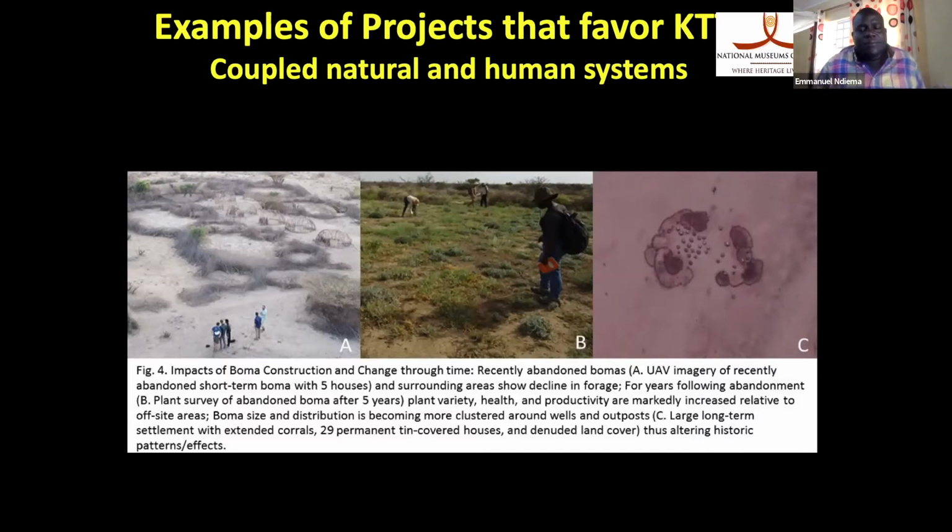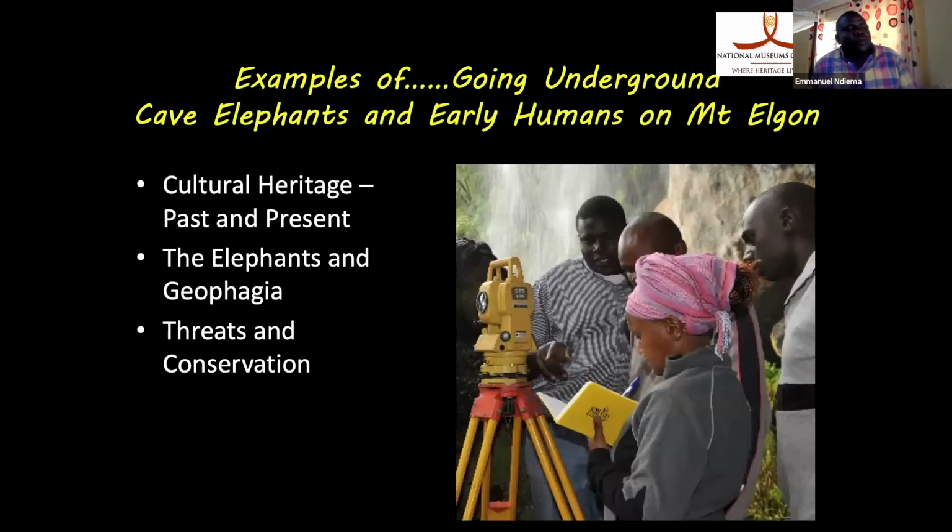and resilience of these communities are. So that is one of the projects that we are doing and fostering. Another project is where we go underground in order to understand the cave elephants and the early humans in Mt Elgon. And here we look at the cultural heritage, both past and present, and understand the elephant geophagia and threats to conservation within the mountain.